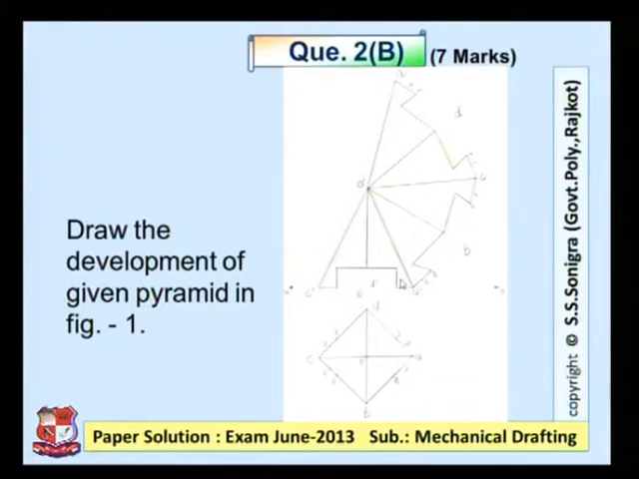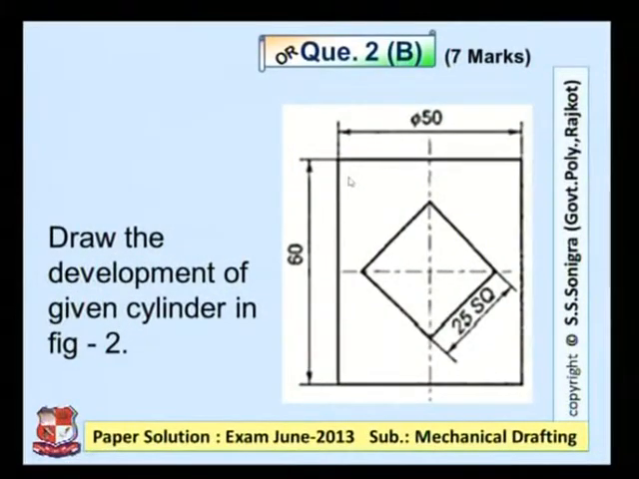Now next question. This problem is asked for 7 marks. Question number 2b in option or. Draw the development of the given cylinder in figure number 2. Here the cylinder is given of diameter 50 millimeter, height 60 and 25 SQ, means there is a square hole of 25 mm side length.